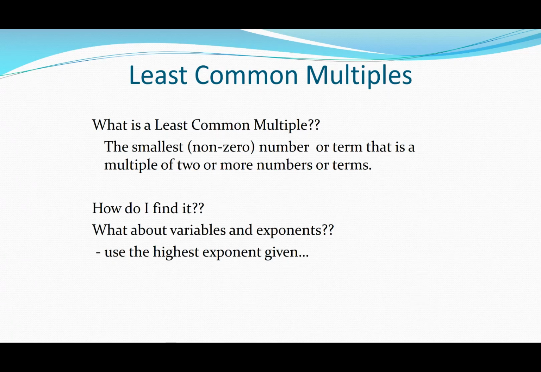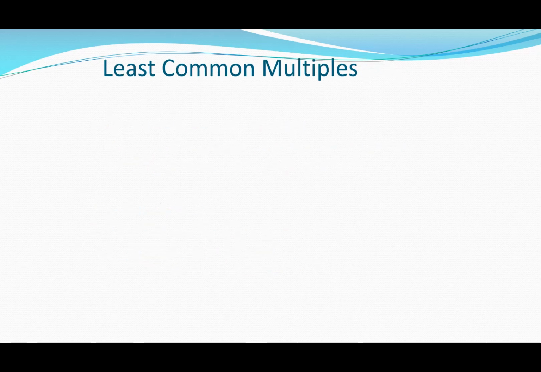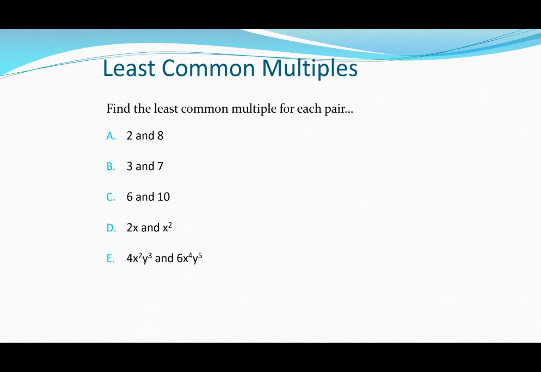The smallest non-zero number or term that is a multiple of 2 or more numbers or terms. How do I find it? What about variables and exponents? Use the highest exponent given. So when it comes to exponents, we're just going to use the highest exponent given. And we'll get to that a little bit in a second here. So let's just find the least common multiple for each of these pairs.